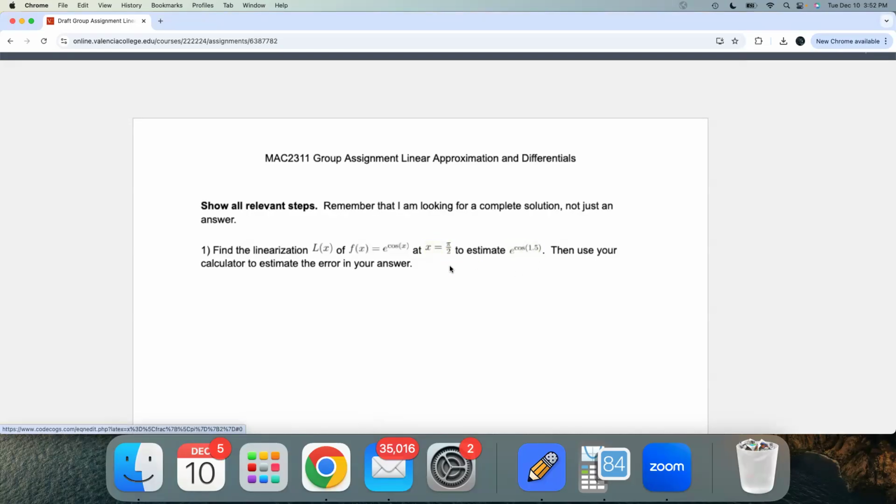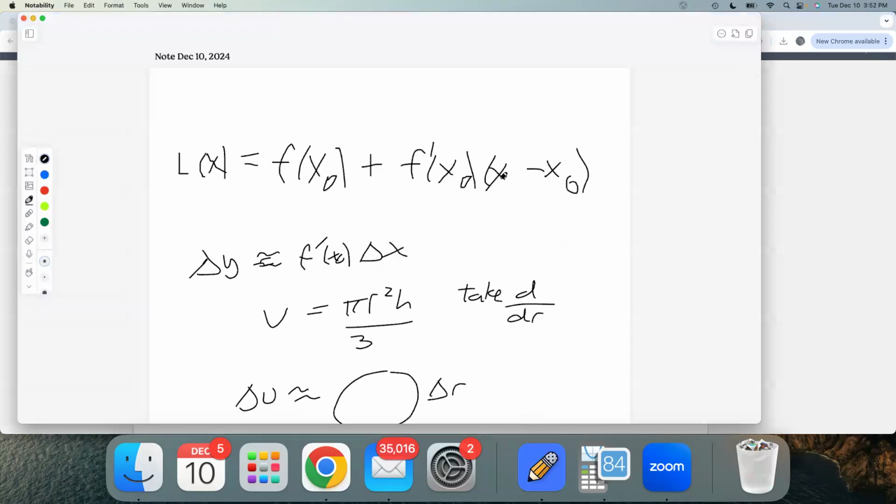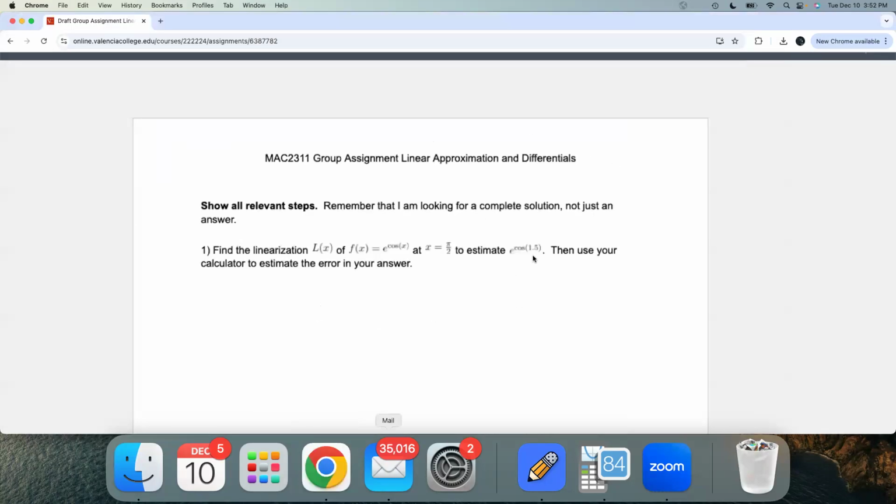1.5 is kind of close to pi over 2. So that's our x value that we're using here and here. So we're going to plug 1.5 into this formula right there for x. Then we're also going to find the actual function value. We can get our calculator out and type this in. And those two answers should come out pretty close. Not exactly the same, but pretty close.